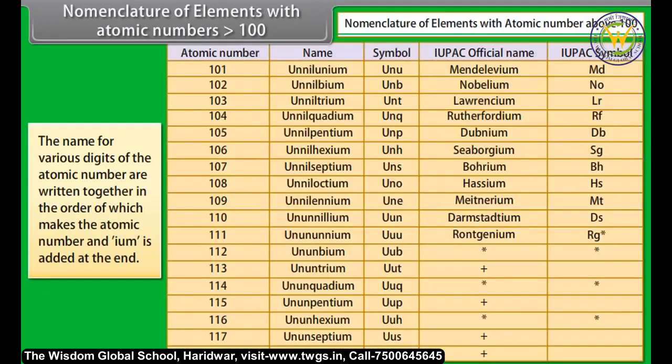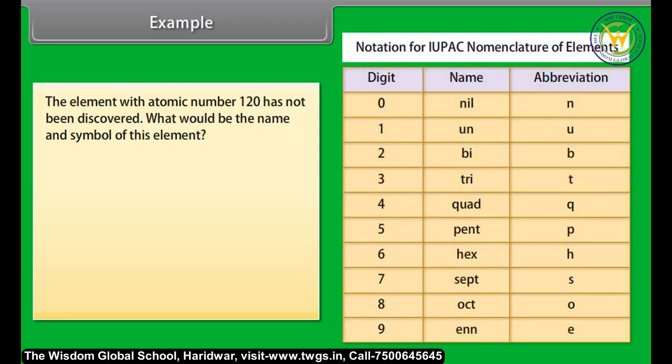The names for the various digits of the atomic number are written together in the order which makes the atomic number, and IUM is added at the end. Example: the element with atomic number 120 has not been discovered. What would be the name and symbol of this element?